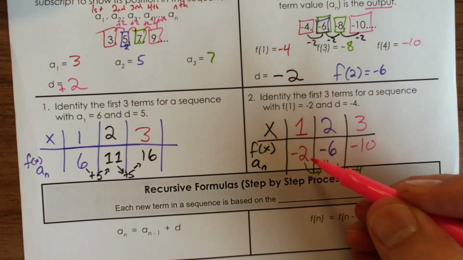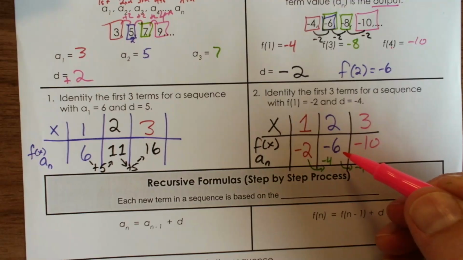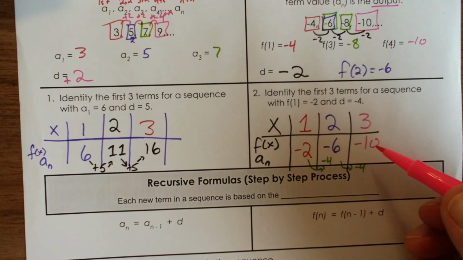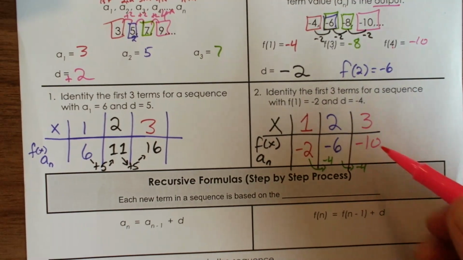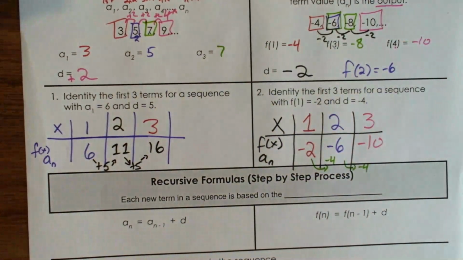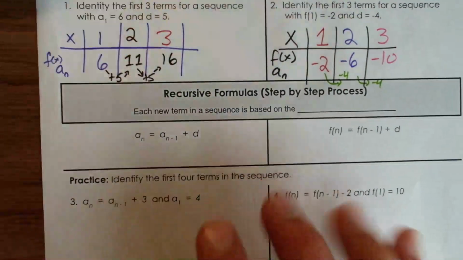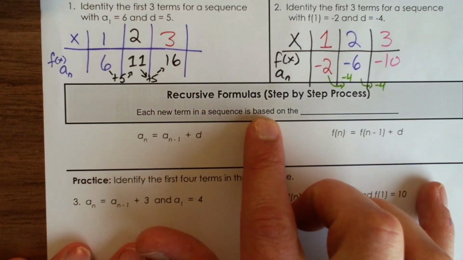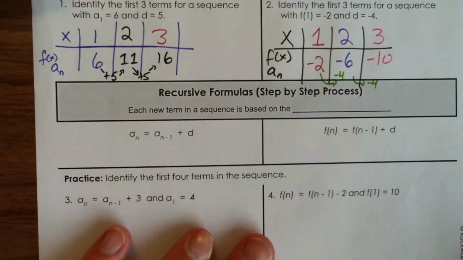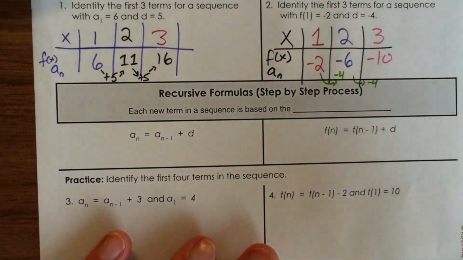So my first term is -2. My second term is -6. My third term is -10 because this is going down by 4 each time. So this is my function. Now, the recursive formula, that's kind of what we're doing here. The recursive formula, each new term in the sequence is based off the previous term.